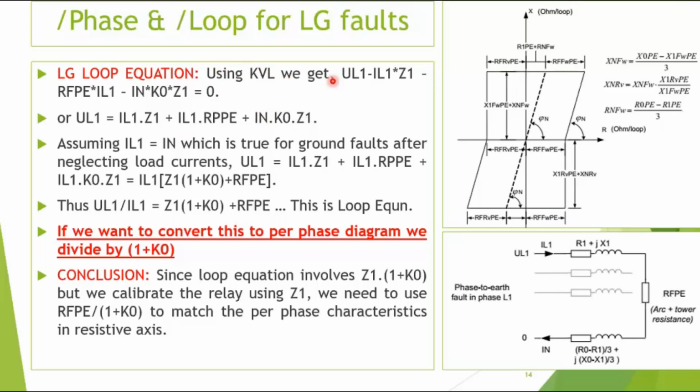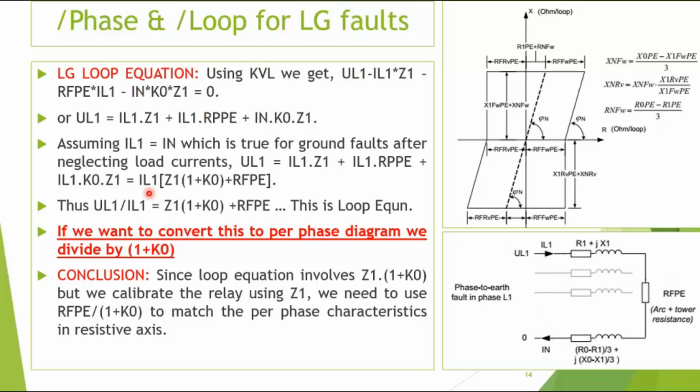Using Kirchhoff's voltage law, UL1 minus IL1 into Z1, Z1 is this one, minus RFPE into IL1, this part, minus IN into K0 into Z1. K0 into Z1 is this part, the return impedance. And IN is the neutral current, as discussed earlier. This is equal to 0.